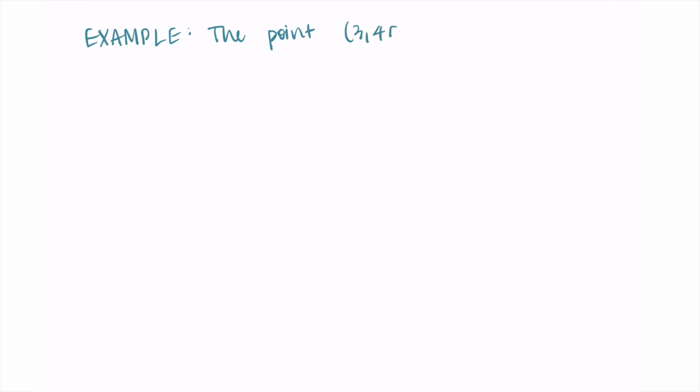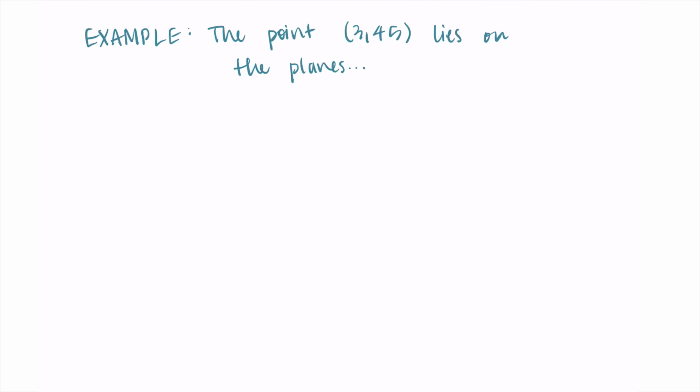So this isn't really like an example where I'm asking you to do anything. I'm just going to show you some stuff. So let's say we have the point (3, 4, 5), and I want to talk about which planes it's in. So this is going to lie on the planes. Let's think about what sort of planes we could write going through these points.